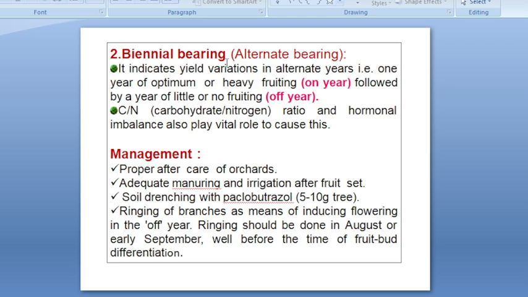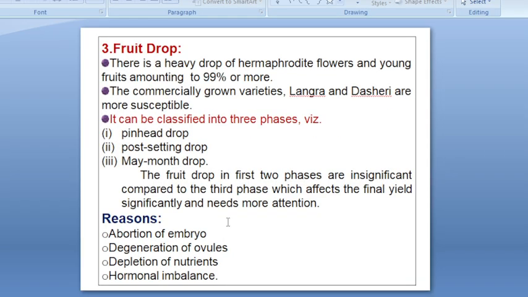We can control this mainly by proper management of the orchard, and also ringing. Ringing is one operation we can do. That will help in proper distribution of the carbohydrates to the different parts, and it will also restrict the carbohydrate flow. Paclobutrazole at the rate of 5 to 10 gram per tree will also help in controlling this.